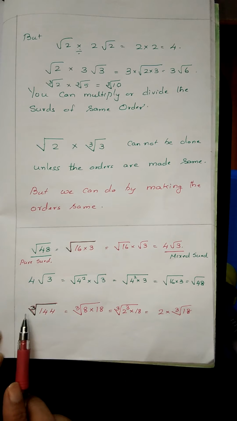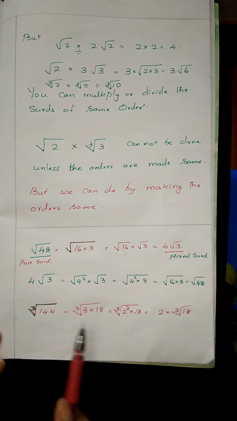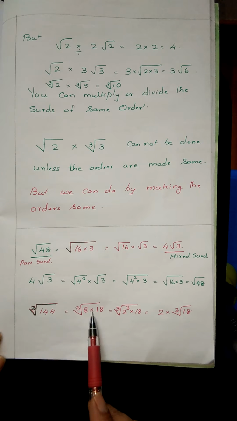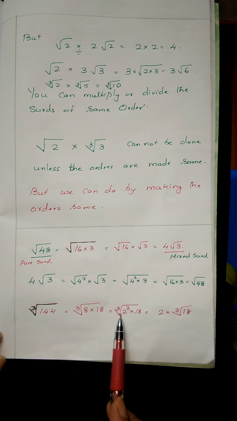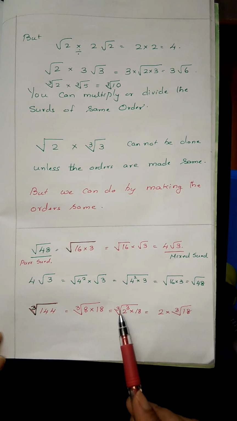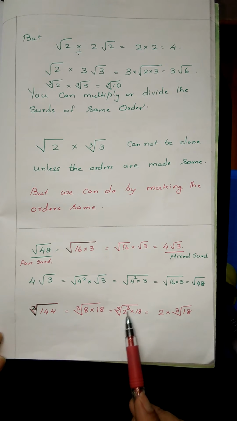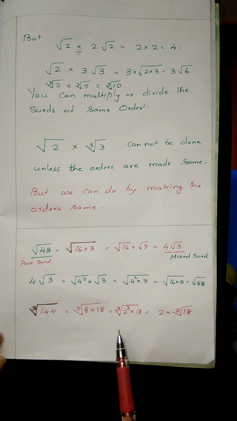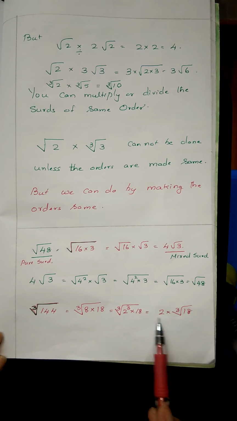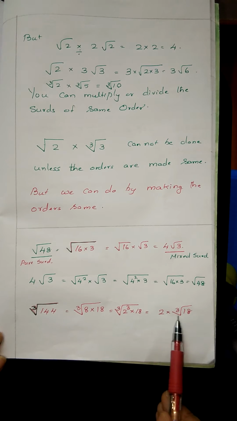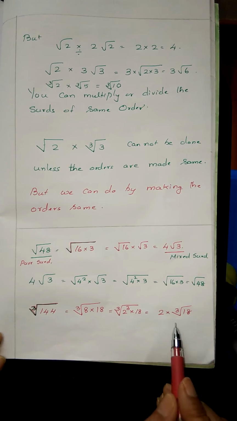Consider one more example. Cube root of 144. We will write 144 as 8 into 18. Now, 8 can be written as 2 cubed, because this is a cube root. If you write 2 cubed, then we can take 2 outside. 18 is 9 into 2, or 3 squared into 2, so we cannot do anything more with this cube root. So we can write 2 into cube root of 18.